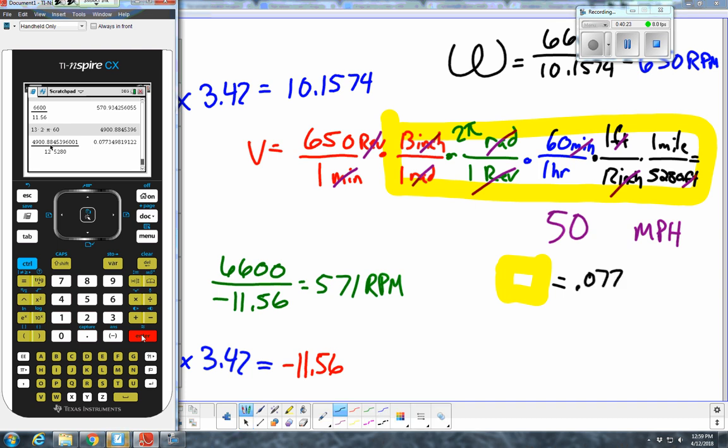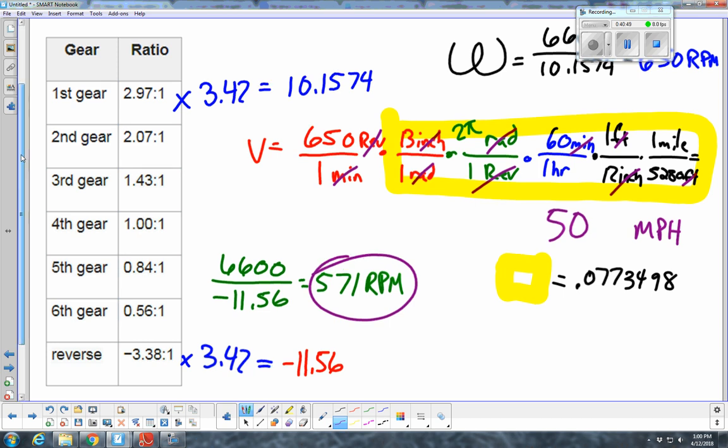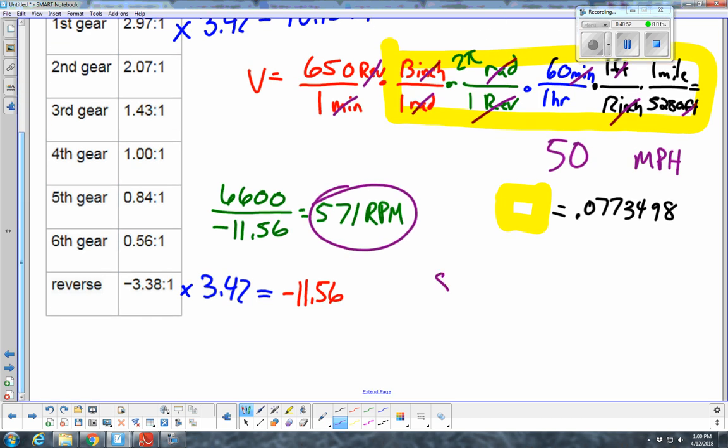Okay? So here we go. Let's put it all together now. We're going to take this angular velocity right here, guys, and multiply by yellow box. And we're done. That doesn't sound so bad. You like yellow box? Okay. So we got 571 times 0.0773498. That's my yellow box. That's going to give me a result in miles per hour because that's what it's set up to do.